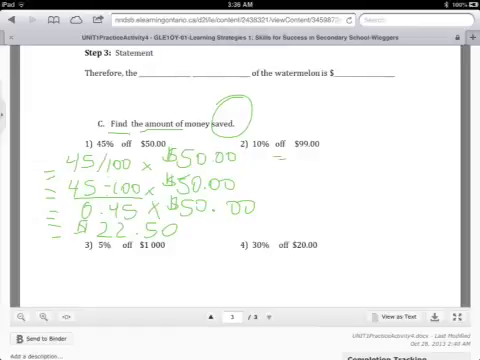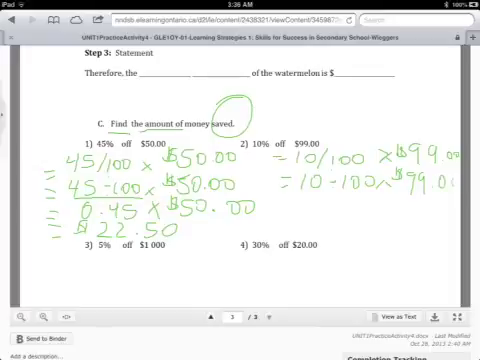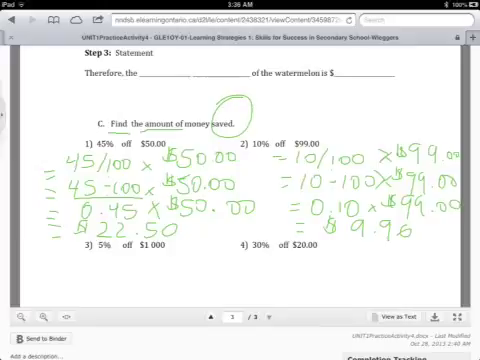Let's do number 2. 10% off of $99 is the same as 10 out of 100 times $99. That is like 10 divided by 100 times $99. And that is like 0.10 times 99. And when you punch 0.10 times $99 into your calculator, you're going to get $9.90 saving.